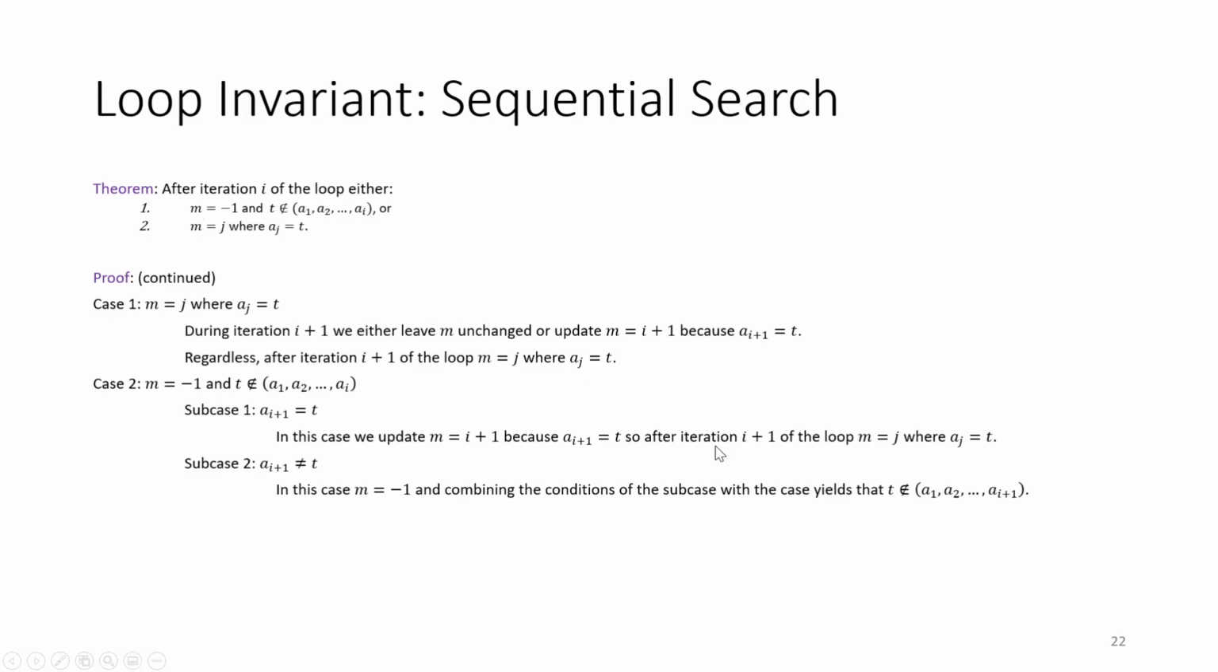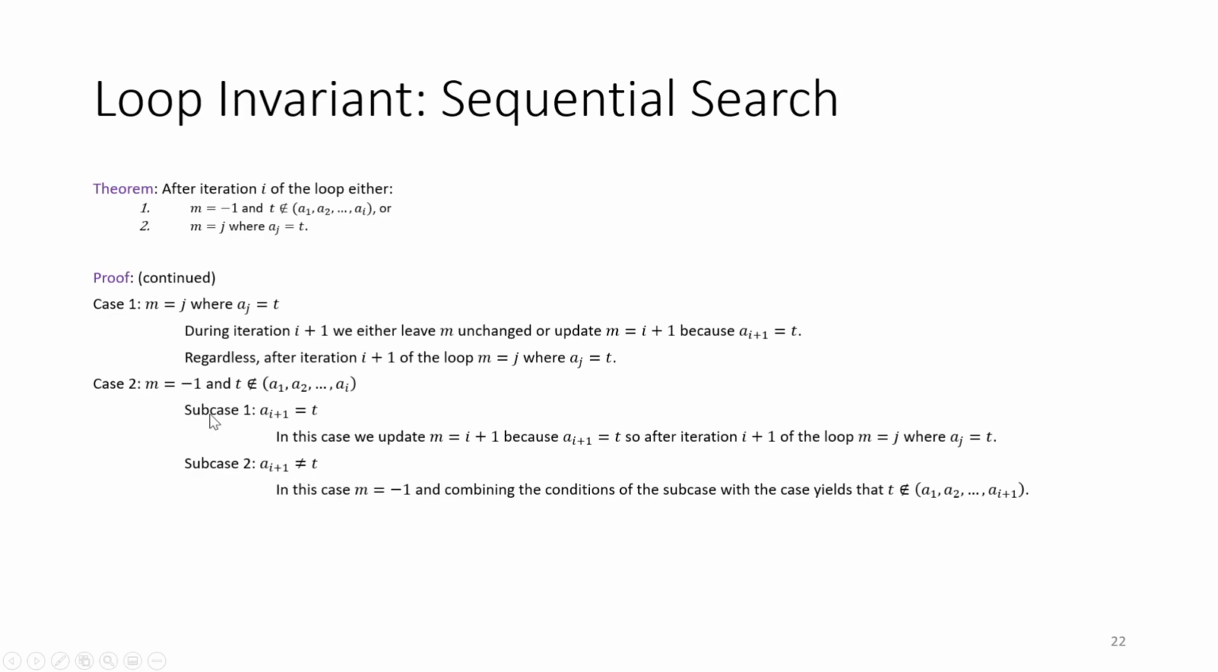We found the element in this step, so we went from m equals -1 to, after this iteration of the loop, m being j, where aj is equal to t. Again, as above, this j that we have here will be i plus 1. Okay, so if this is the case where we did find it, then this must be the case where we didn't find it again.